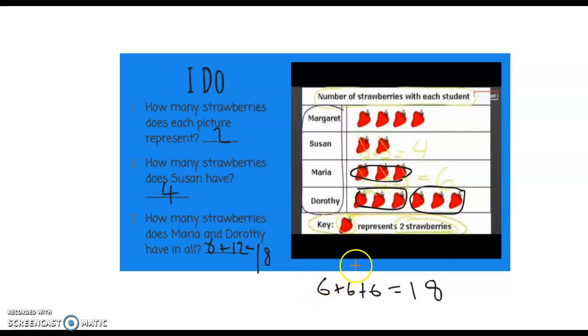Another way you could have done it was just by counting on. You know that this is 2, 4, 6, 8, 10, 12, 14, 16, 18. Either way, it's fine. You could have added 6 plus 12 to get 18. You could add 6 plus 6 plus 6 to get 18. Or you could just simply count your pictures, counting by twos, since each picture represents 2 strawberries.